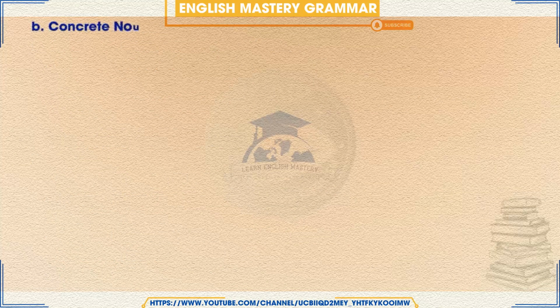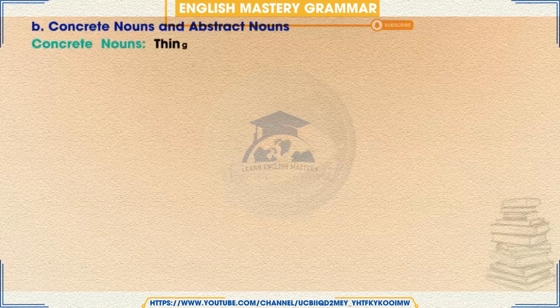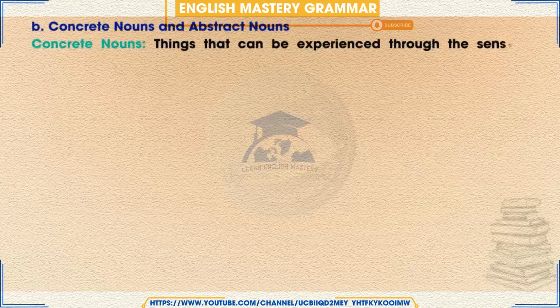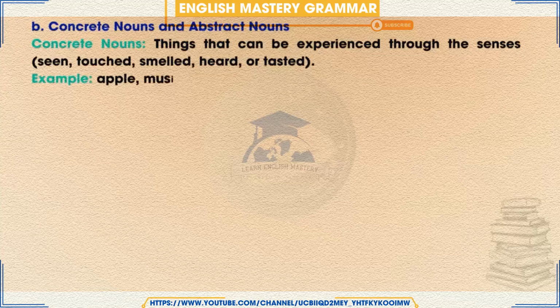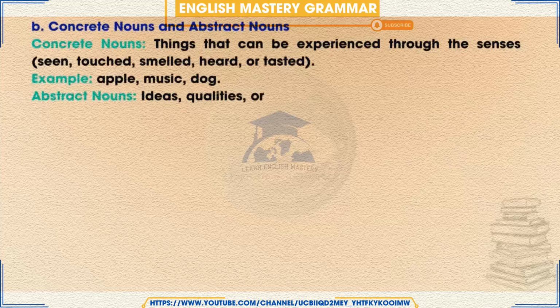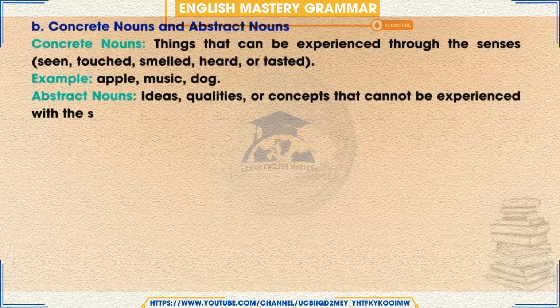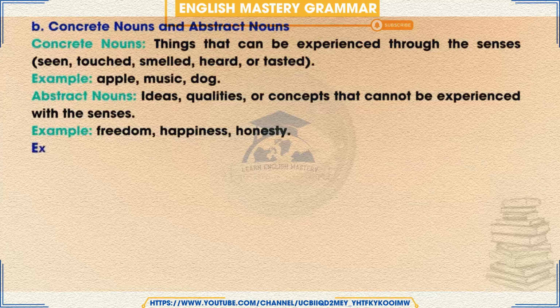B. Concrete nouns and abstract nouns. Concrete nouns: things that can be experienced through the senses, seen, touched, smelled, heard, or tasted. Example: apple, music, dog. Abstract nouns: ideas, qualities, or concepts that cannot be experienced with the senses. Example: freedom, happiness, honesty. Examples: concrete noun: the cake smells delicious.